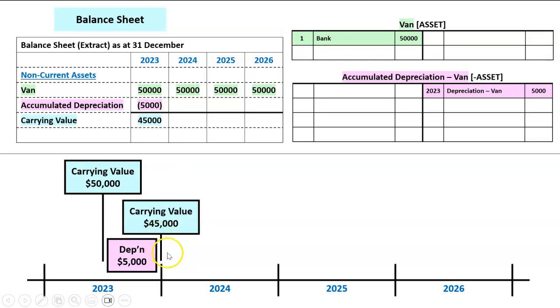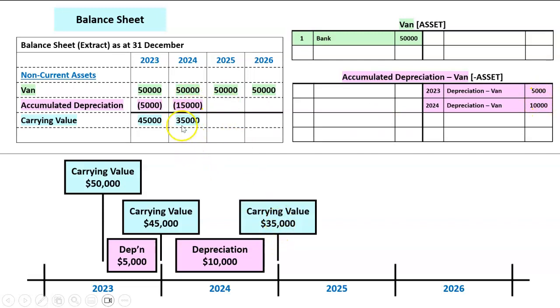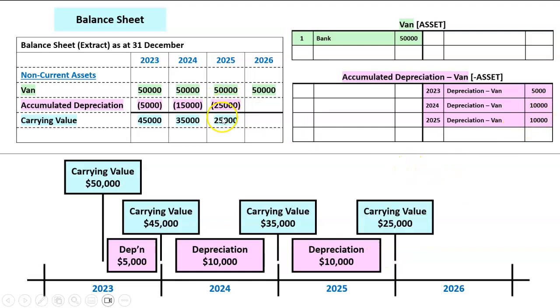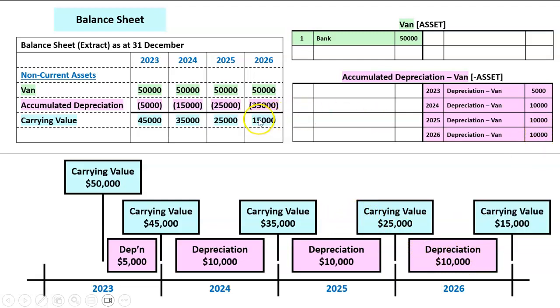And now it actually gets pretty simple because we know that it's $10,000 per year. So for 2024, we're going to own the van for the whole 12 months. So that'll be $10,000 depreciation. So now we've accumulated 5 and 10. That's a total of 15. So the carrying value would be 35. Then 2025, a full year. So we depreciate the full year amount. So that's another 10,000. So now we've accumulated 25. So the carrying value is 25,000. And finally, another year goes by. It's $10,000 more. And then we've depreciated it for a total of 35. And the carrying value is 15.